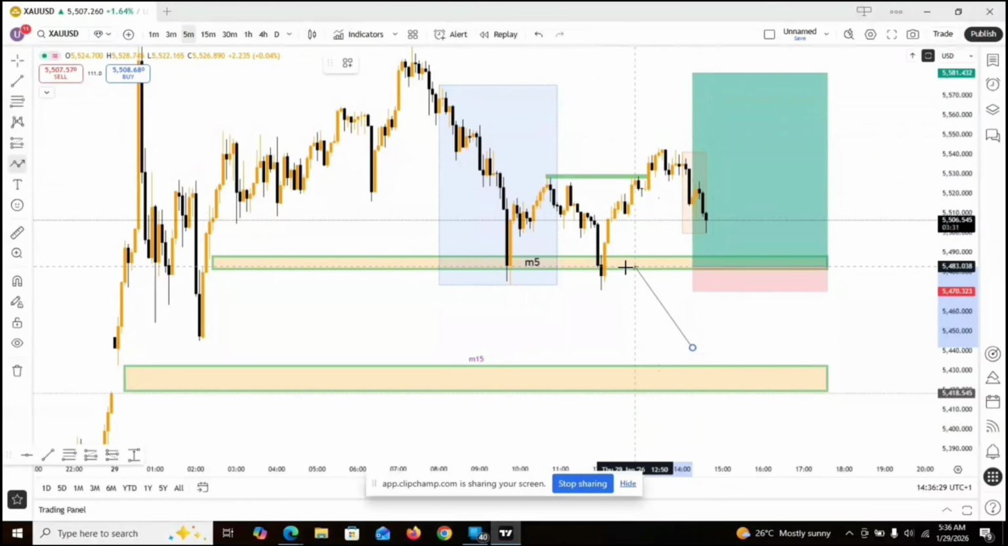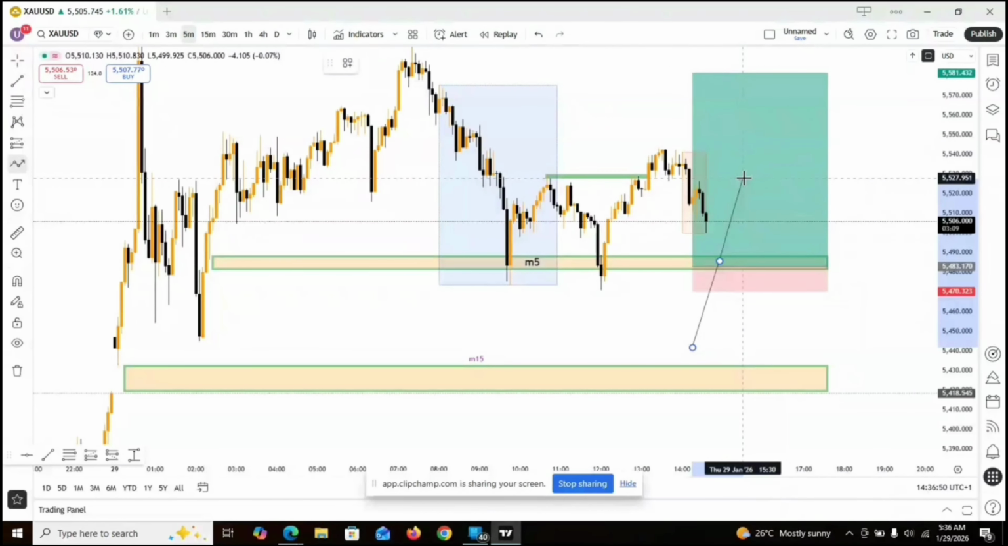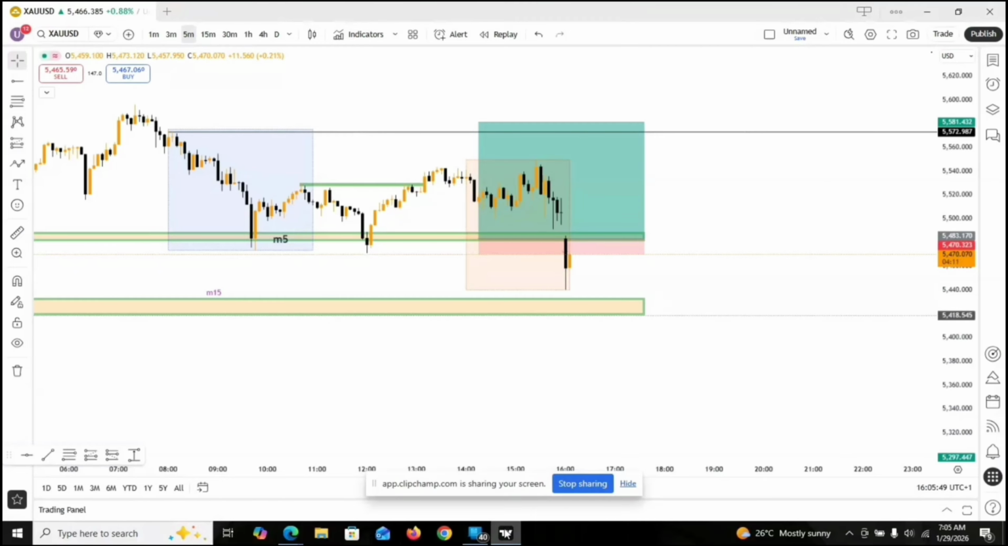So I have a pending order here. I believe that if price comes here, it will activate this pending order and start pushing up. This is my own ideology. This is what makes me put this pending order here. So if price taps me in and my order gets activated, I will let you guys know.